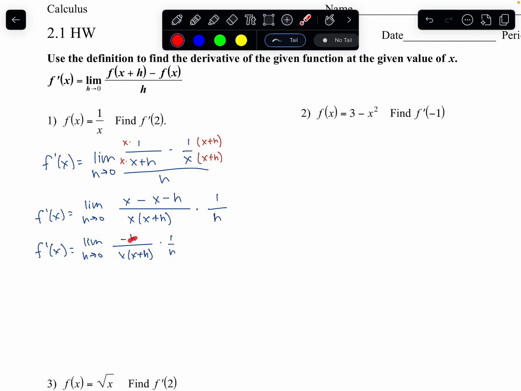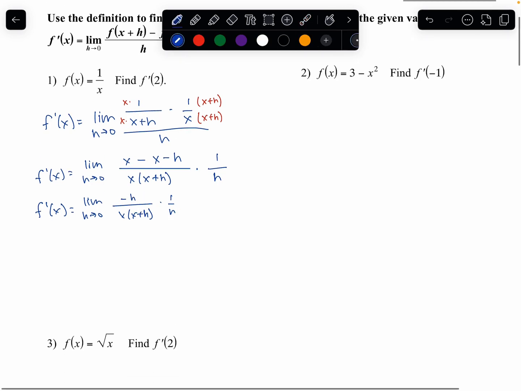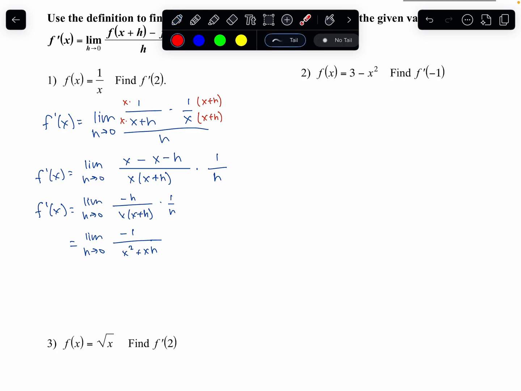The h will cancel. So then I get the limit as h approaches 0 of negative 1 over, now I'm going to distribute, it doesn't really matter, x squared plus xh. Okay, so this was the whole problem from the beginning. This h right here, I couldn't plug in 0 because it gave me 0 in the denominator. But I got rid of it right here whenever I canceled those out. So now it's not a problem. I can plug in 0 and I can evaluate the limit.